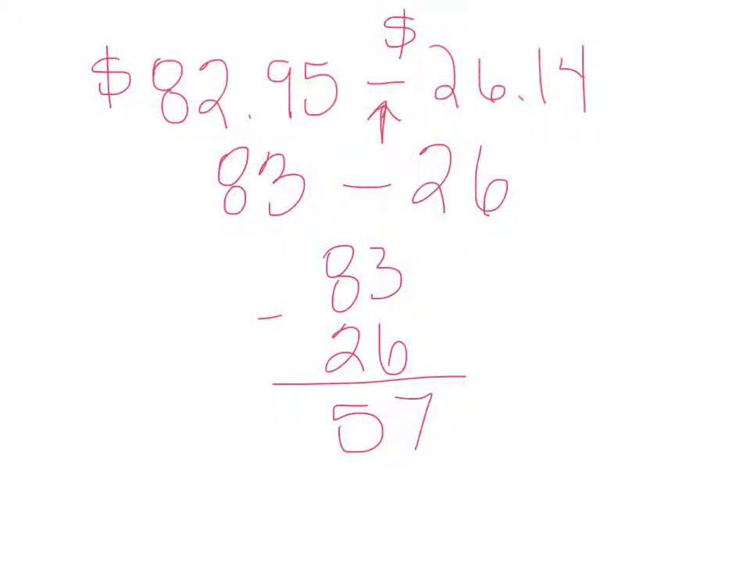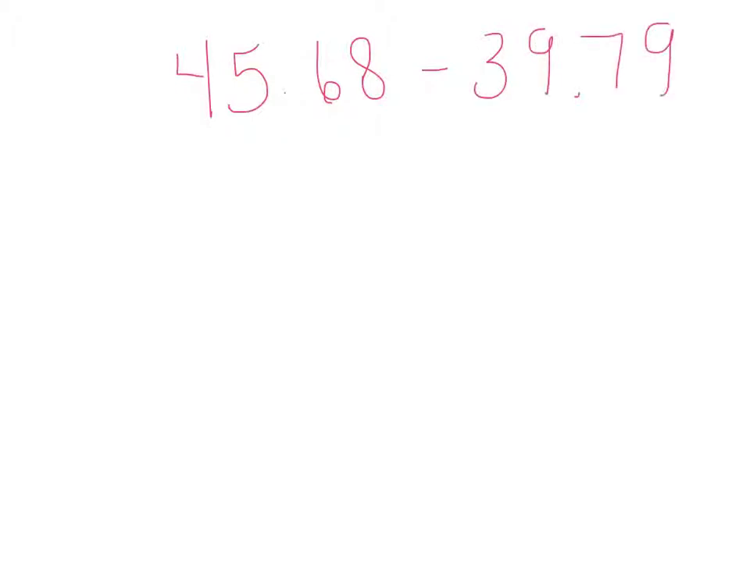I'm going to use both methods. I'm going to round to the nearest 10, and then I'm going to round to the nearest whole number. So let's carefully examine the next two problems. Okay, so I'm going to go ahead and estimate the difference for these two decimal numbers, 45 and 6800ths minus 39 and 7900ths, by rounding to the nearest 10.